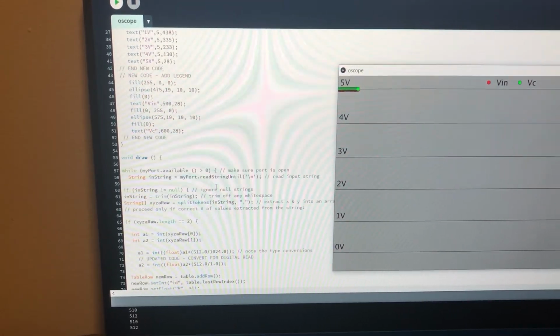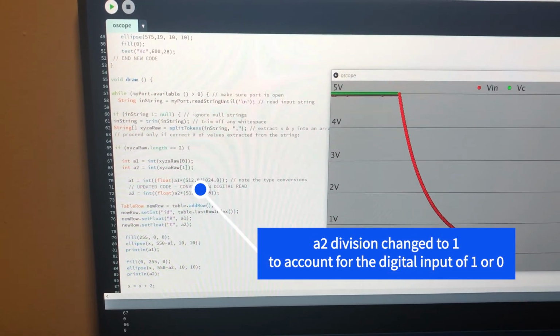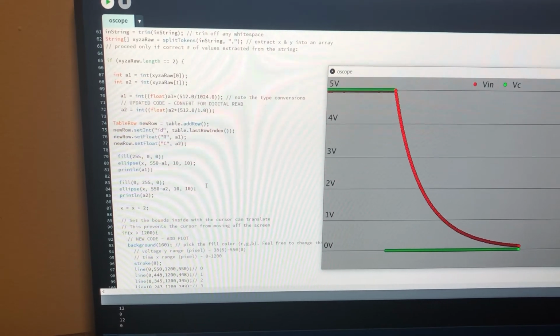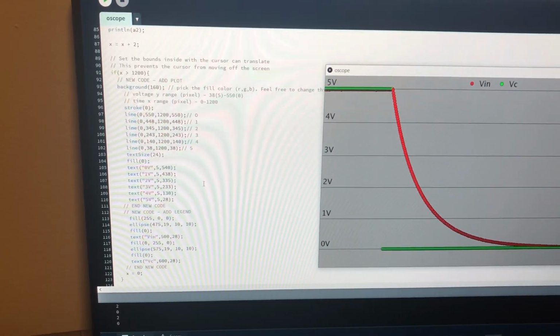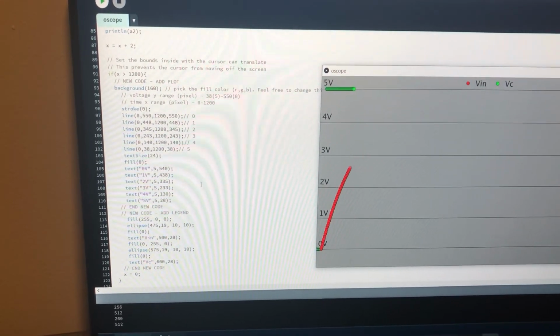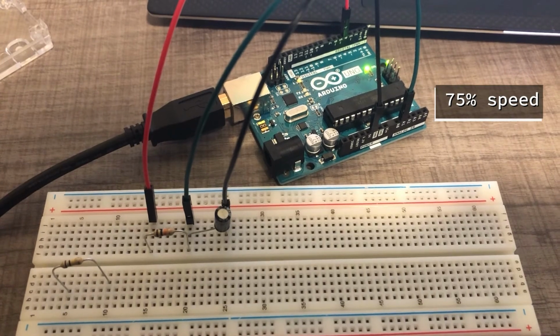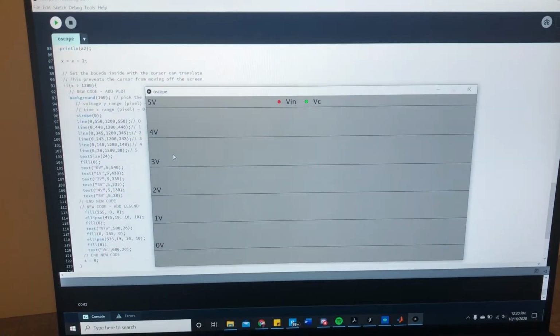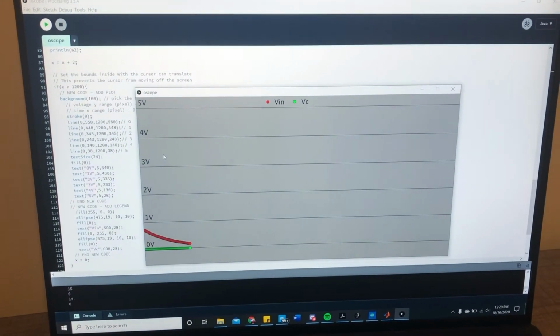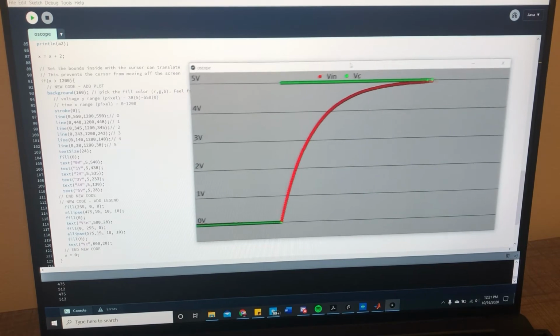For my legend, I just copy-pasted the initial ellipse for what's shown on the actual graph and on the actual code, and then I adjusted it to make sure it's in line. The window flashes every time x is greater than 1200, and as you can see, both the 100 kilo ohm and the 10 kilo ohm is consistent with the RC simulation shape.